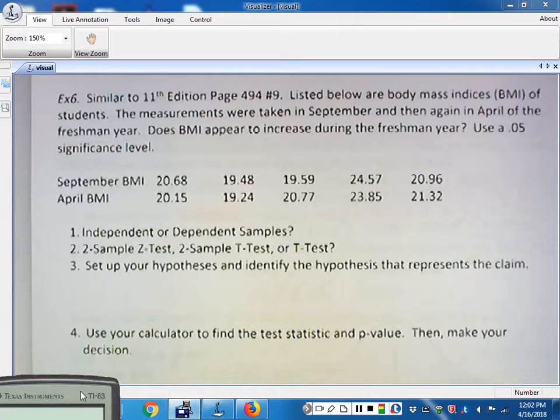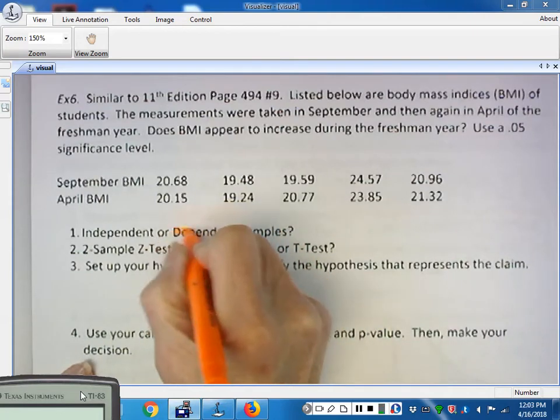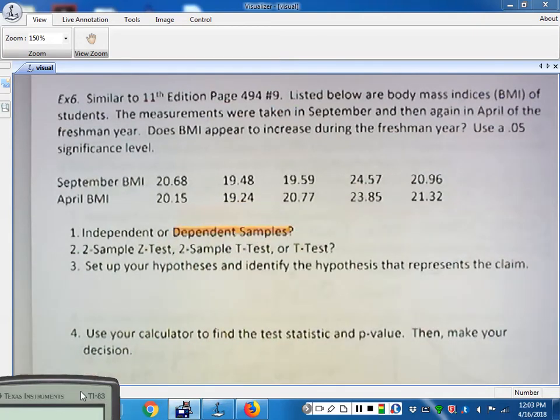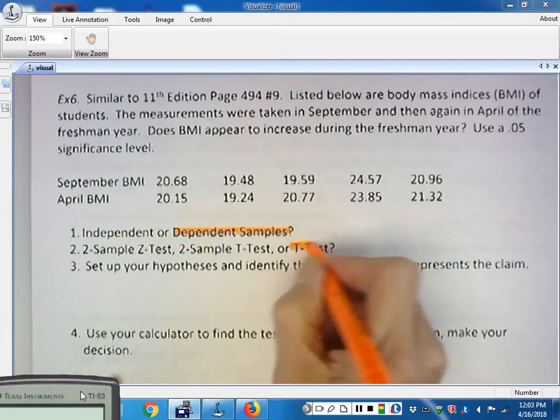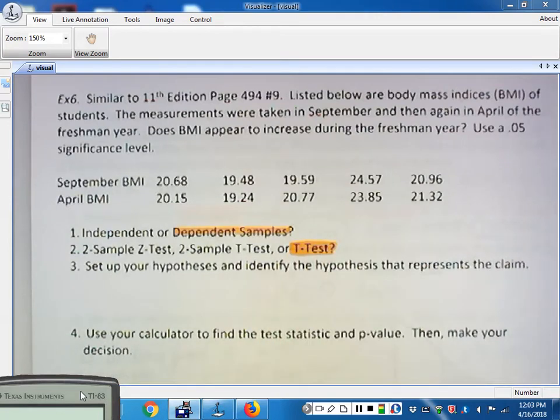Now, the first thing we have to decide is, are these independent or are they dependent samples? Dependent. How do you know, Matthew? Because it's the same person's BMI. Right. So basically, the September BMI and the April BMI of 20.68, 20.15 came from just one person. Two different values from one person. That means your samples are dependent. And because your samples are dependent, we will do a single sample t-test, and the single sample is going to be the differences in those BMIs.